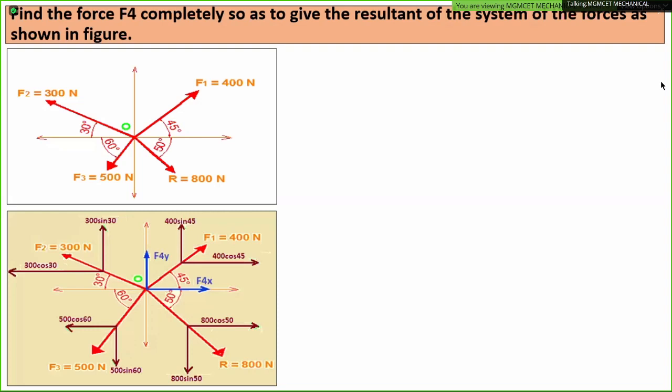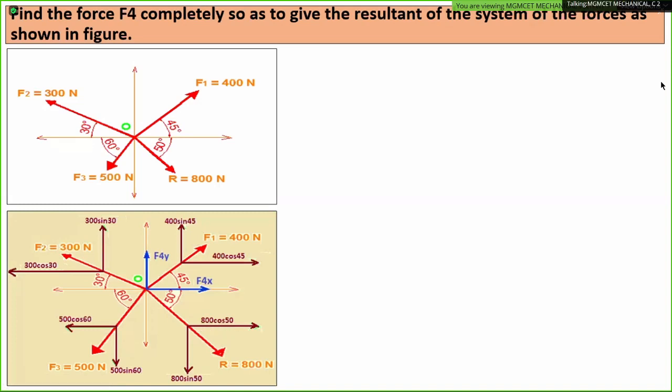Is it clear now? R I know. What is the x component of R? The x component of the resultant I have is 800 cos 50. What is the y component? 800 sin 50. So can I say summation of Fx is equal to 800 cos 50? Yes, no? Yes.